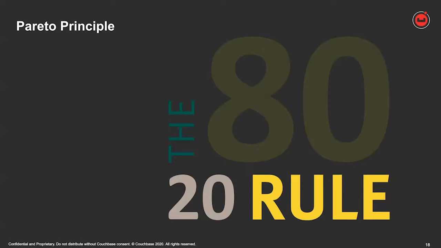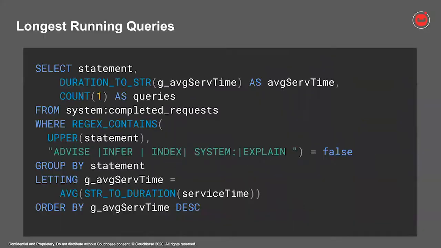So how do we go about finding the longest running queries in system completed requests? This is a very common statement that I use with customers. In this example here, we're returning the statement, the average execution time, and the total number of queries. We're filtering out certain statements like advise, infer, index, etc., as these statements cannot be tuned. They're more administrative in nature. Then we group by the statement. This way I can group all the common statements together and find an average execution time. So I'm not just looking at the mins or the maxes as an example.